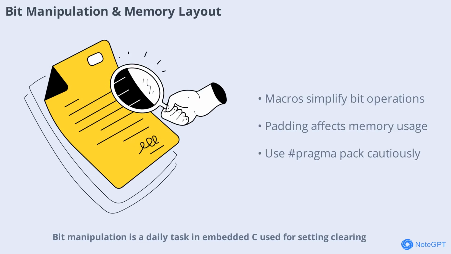Bit manipulation is a daily task in Embedded C, used for setting, clearing, toggling, or testing individual bits in hardware registers. Macros like SET, CLR, and TOG make these operations concise and less error-prone. Understanding structure padding and alignment is also crucial.